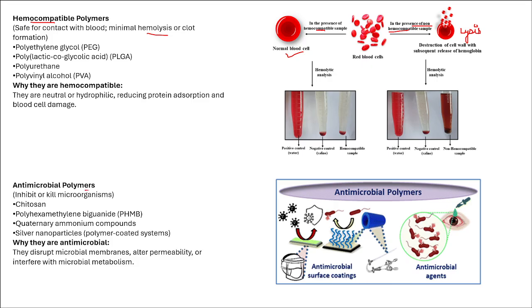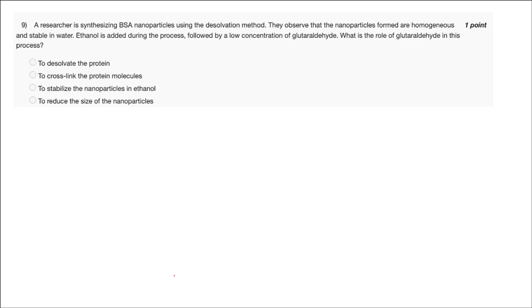Then antimicrobial polymers inhibit or kill microorganisms, like chitosan and PHMB. These are some of the antimicrobial polymers that disrupt microbial membranes, alter permeability, or interfere with microbial metabolism. Now we are kind of approaching the end.